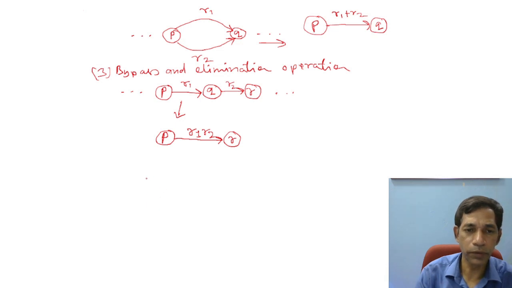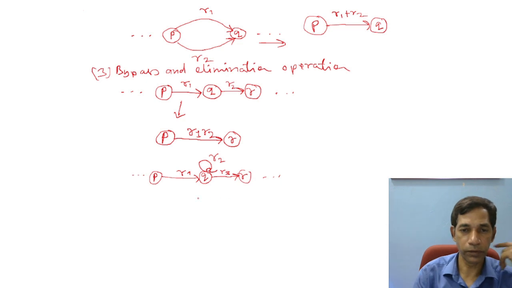Say for example you are in the state P, Q and R. You have the situation like this. From P to Q you are going for the regular expression R1. And if you have a loop here, say this is the loop for the regular expression R2, and from Q you are going to R for the regular expression R3.